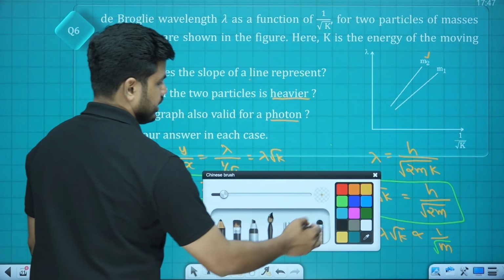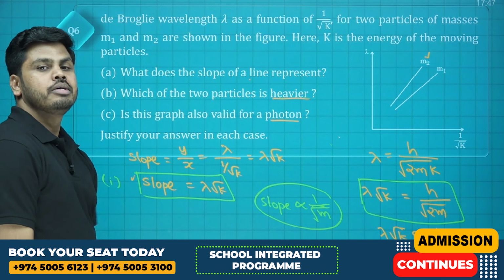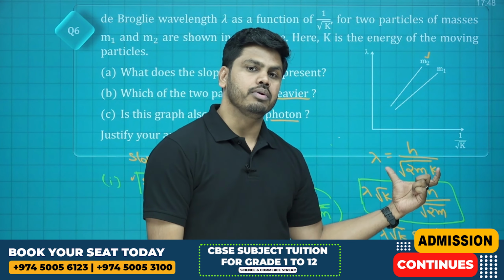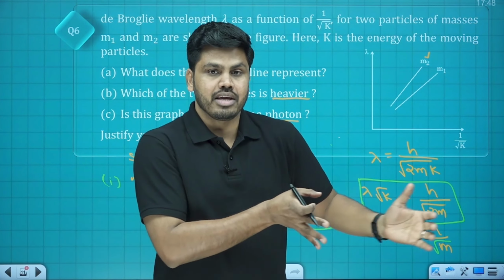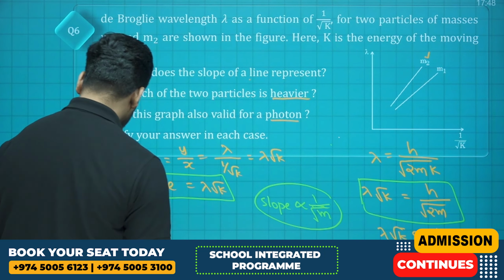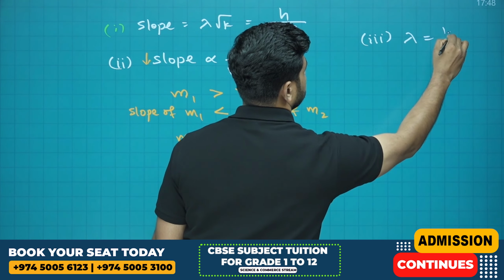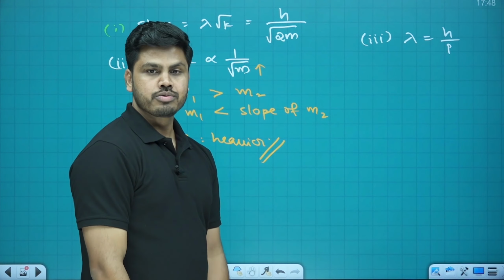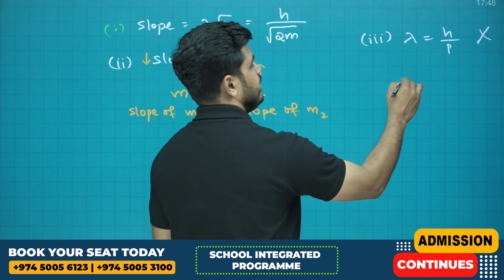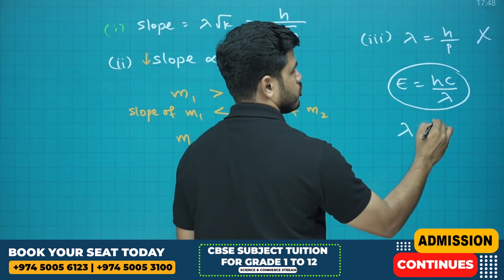So we answered the first two sub-questions. Now we have only one more part remaining. You are asked to check, is this graph also valid for a photon? Justify your answer in each case. We know lambda is for a particle that behaves like a wave, matter waves, de Broglie waves. For a photon, this is not valid. Lambda equals h by p is not valid for photons, because its momentum is not calculated like this. We have E equals hc by lambda. This is how we find the wavelength of the photon.